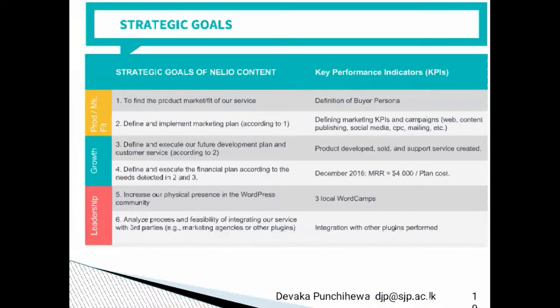So we have set the strategic goals of this particular company in SEO content. With regard to production and marketing, the strategy is to find the product-market fit of our service. So what is the key performance indicator? The definition of buyer persona. What is the persona?